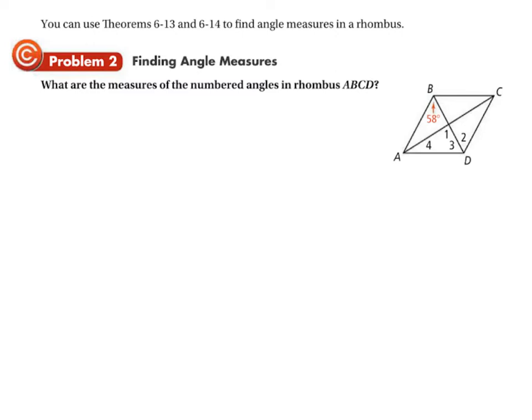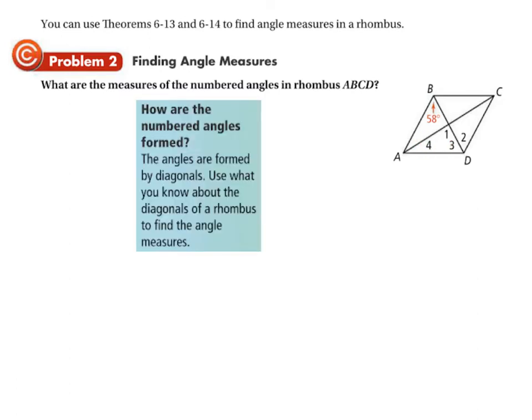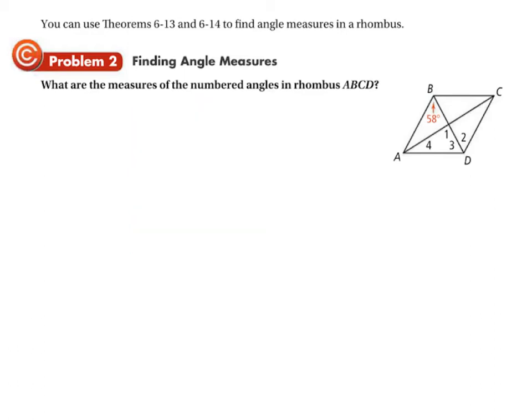We can apply those theorems now to find the angles here. Let's do that. What we've got here is this problem. What are the measures of the numbered angles? Well, we know, as we said from the last theorems, that we've got the same angle here and here, and here and here. We also know that we always get 90-degree angles here, and since this is a right triangle, and this is 90, this angle and this angle need to sum to 90, so we can calculate what 4 is. So, how are the numbered angles formed? They're formed by diagonals, and so we use what we know about diagonals in a rhombus.